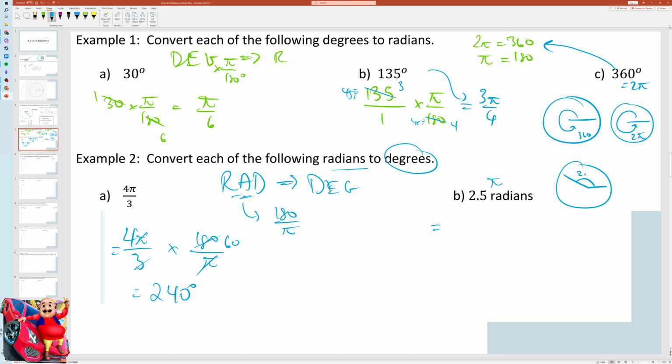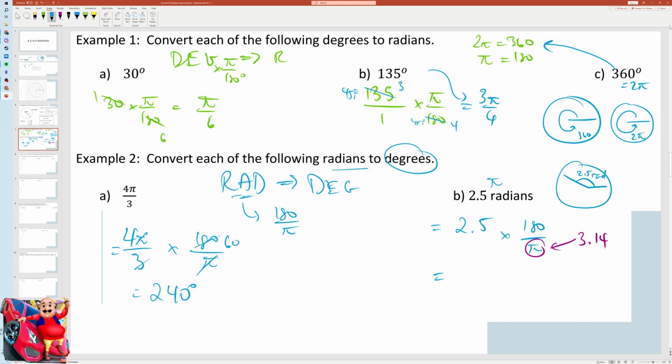2.5 rad might be about that big. And we just need to find a degree value for it. So we'll still apply the same kind of idea, multiply by 180 divided by pi. But because we don't really have pi radians to work with, we will actually input the value for pi. 3.14 is good enough. So we have to kind of approximate here, which is okay.